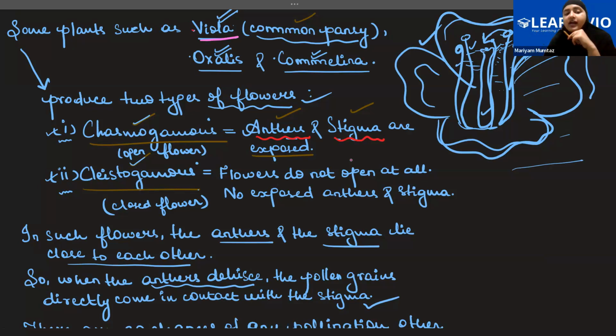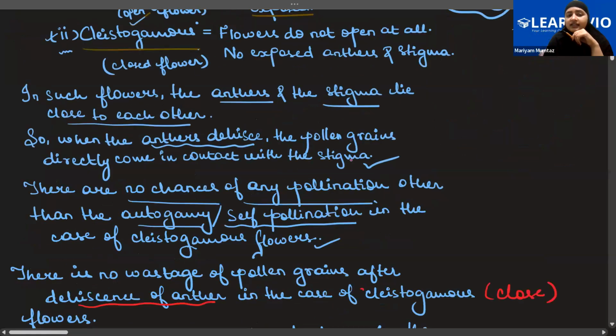Now, the second type of flower is cleistogamous. Cleistogamous means the flower is closed. You cannot see the anther and stigma clearly. Here the flowers do not open at all. So in such flowers, the anther and stigma lie close to each other, in the case of this cleistogamous flower.